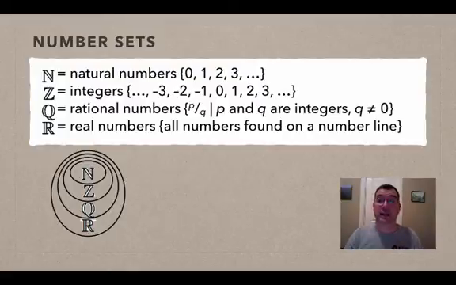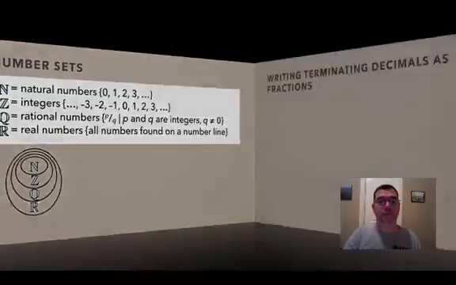It's like a subset of the integers, and similarly the set of integers is a subset of the rational numbers, and the set of rational numbers is a subset of the real numbers. So every natural number is also an integer, every integer is also rational, and every rational is also real.